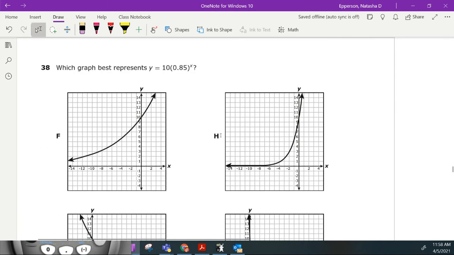Number 38, which graph best represents y is equal to 10 times 0.85 to the power of x? This is an exponential function, y is equal to a times b to the power of x. Remember that the a value is your initial value, that's your y-intercept. So I'm going to look at these that have a y-intercept of 10. This one has a y-intercept of 10.